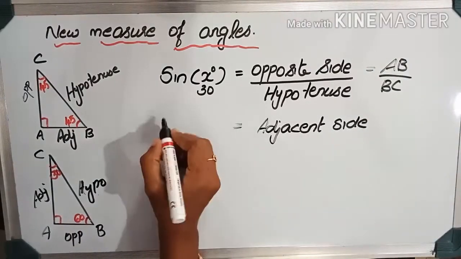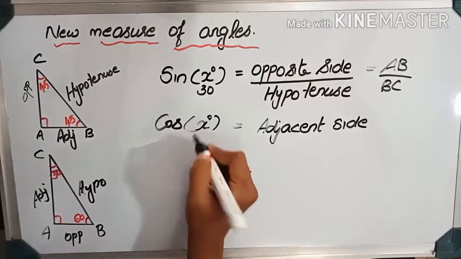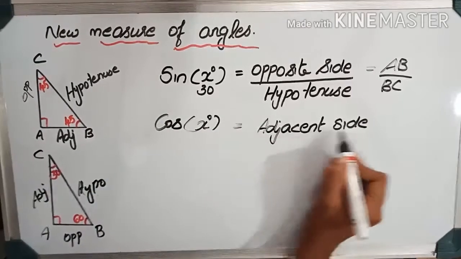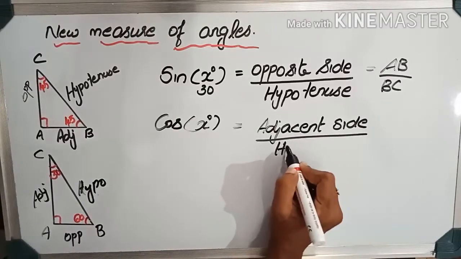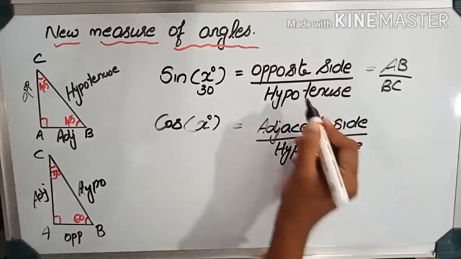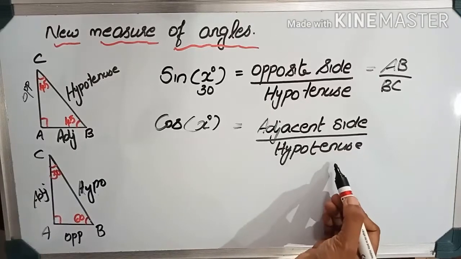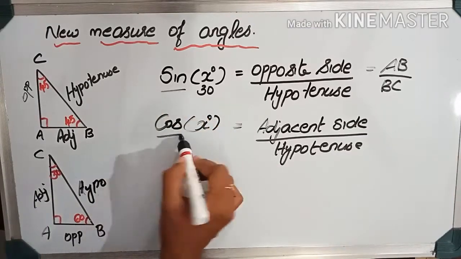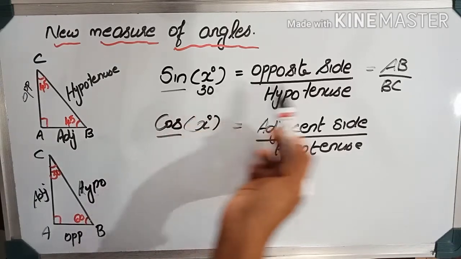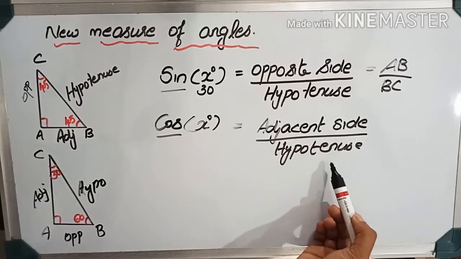Next is cos. Cos x degree, x degree means any angle. So cos value means adjacent side by hypotenuse. First one is opposite side by hypotenuse. Second one, that is cos, is adjacent side by hypotenuse. These two names you have to learn: sine value and cos value. Sine value is opposite side by hypotenuse. Cos value is adjacent side by hypotenuse.